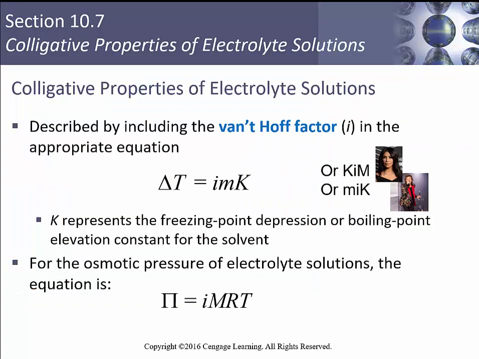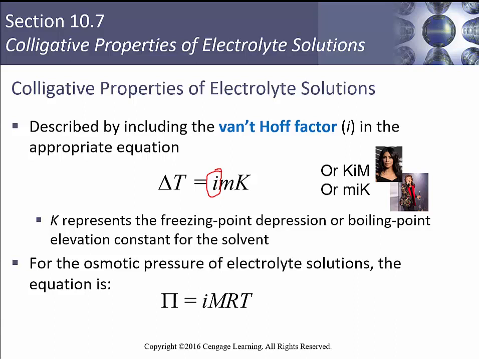We can further refine our model for colligative properties by using the van 't Hoff factor. So it's described, the van 't Hoff factor i is going to just get thrown in there at the beginning. And your equation, instead of becoming ΔT = K × m, it's ΔT = i × m × K, or Kim, or Mik, depending on which particular celebrity you're more fond of. K represents the freezing point or boiling point depression constant.